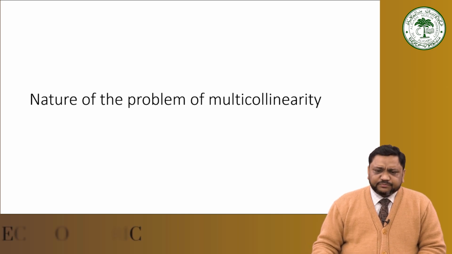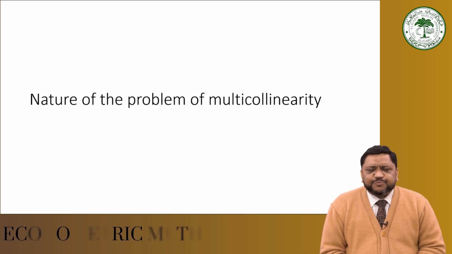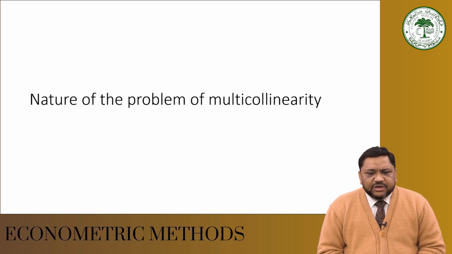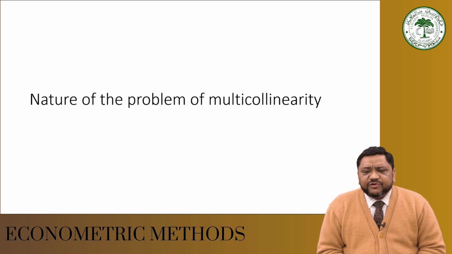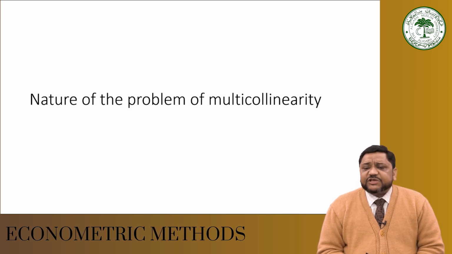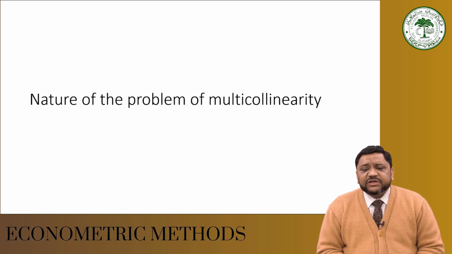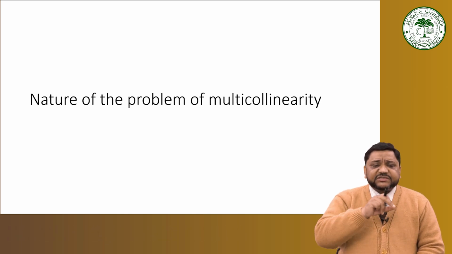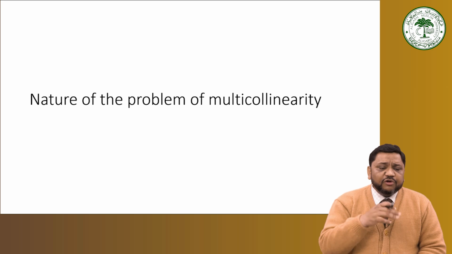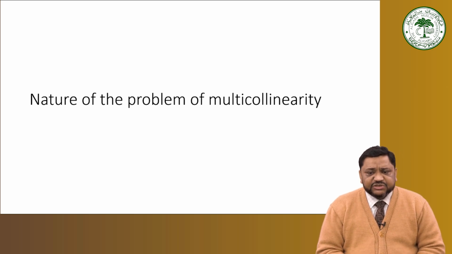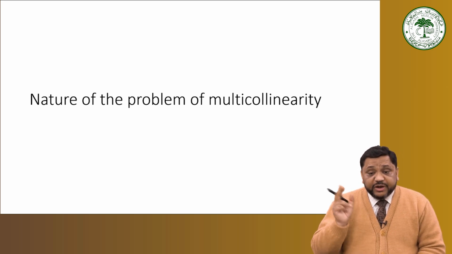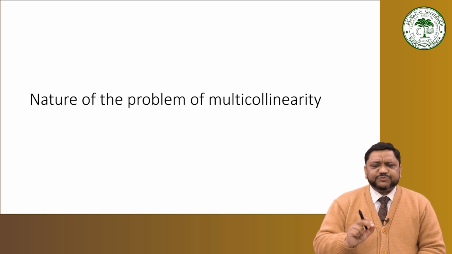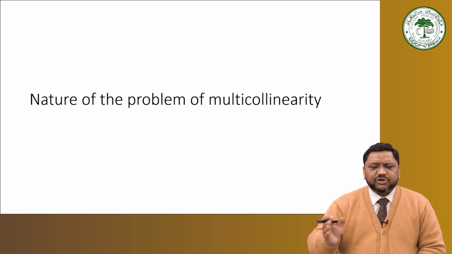So this problem is essentially a sample phenomenon. Why do we refer to it as a sample phenomenon? In the sense that even if the explanatory variables are not linearly related in the population, they may be related in the sample which you have selected and on which you are working to get the estimate. So when we are postulating the population regression function, we believe that each and every explanatory variable has a separate influence on the dependent variable.